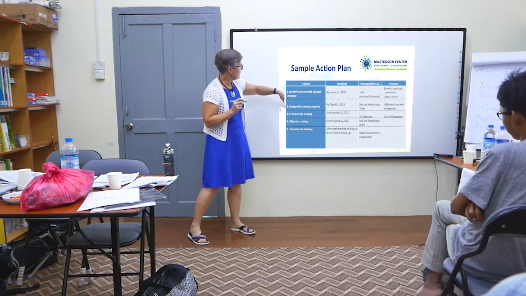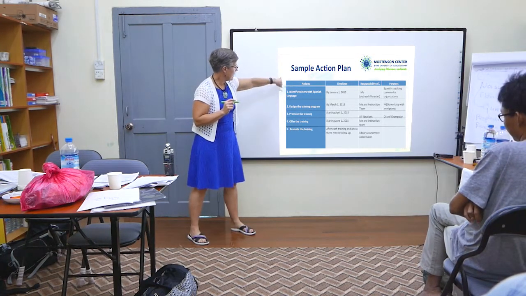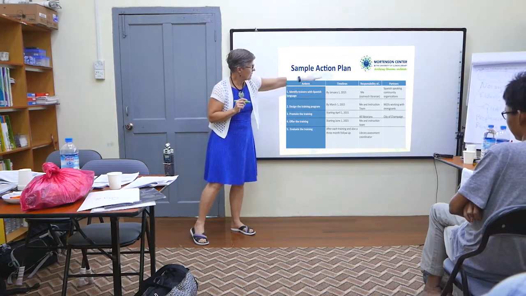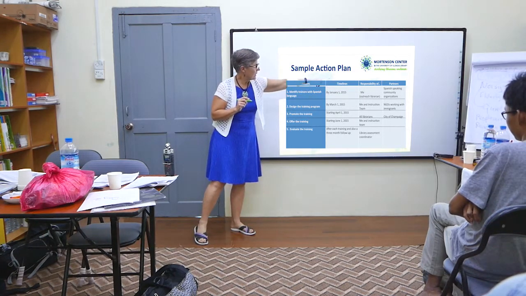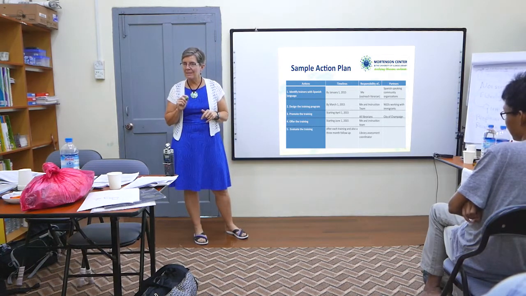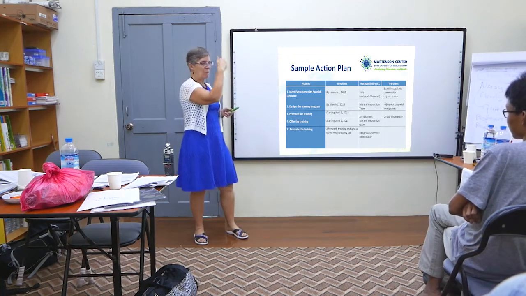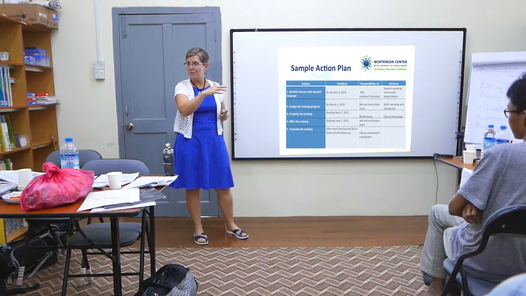This was to identify, to do some ICT training for Spanish speaking. So you can see all the different actions, the timelines, responsibilities, and the partners who might be working with you. Does this make sense? So the actions should be in chronological order, meaning which one comes first, which one comes second, which one comes third.